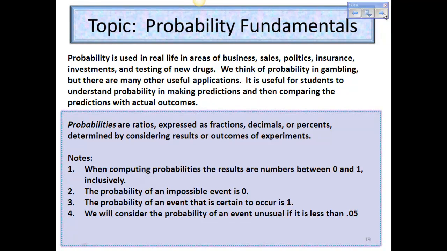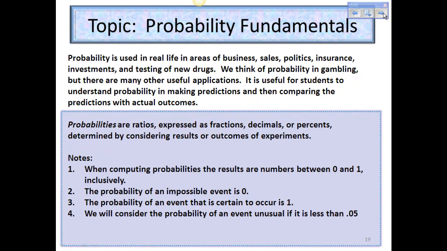Probability is used in real life in areas of business, sales, politics, insurance, investments, and testing of new drugs. We think of probability in gambling, but there are many other useful applications. It is useful for students to understand probability in making predictions and then comparing the predictions to the actual outcomes.